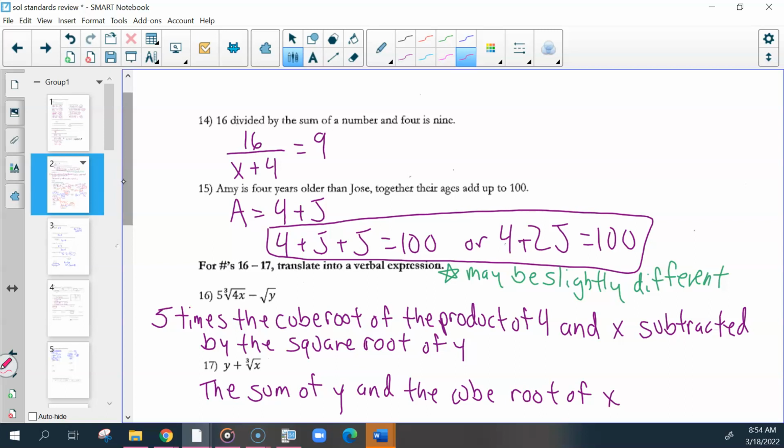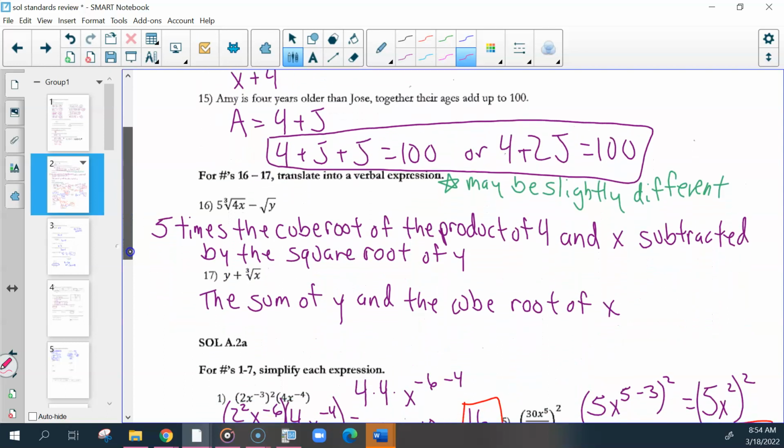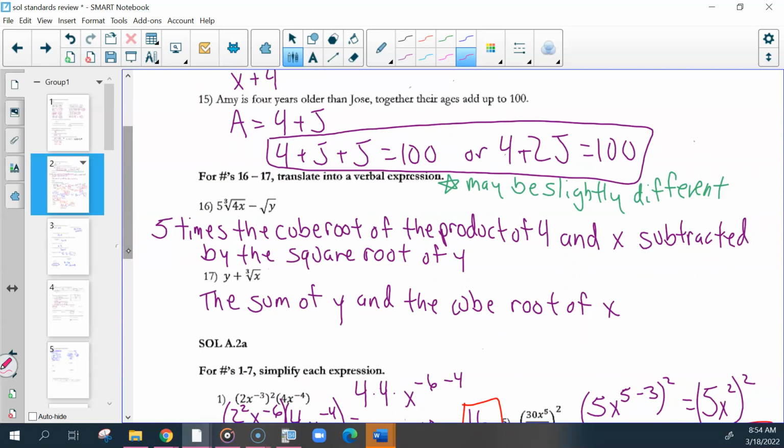For 16 and 17, your words could be different as long as it somewhat represents what this says, then you're good. For 16, you should have something that sounds similar to, could be shorter, simpler, doesn't matter: 5 times the cube root of the product of 4 and x subtracted by the square root of y. So 5 times the cube root of 4 times x minus the square root of y. There are different variations. If you want yours checked, you can raise your hand and say whatever yours is.